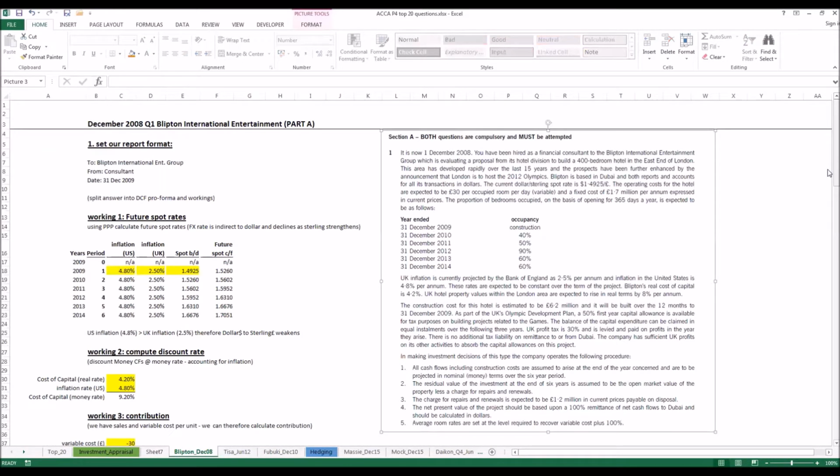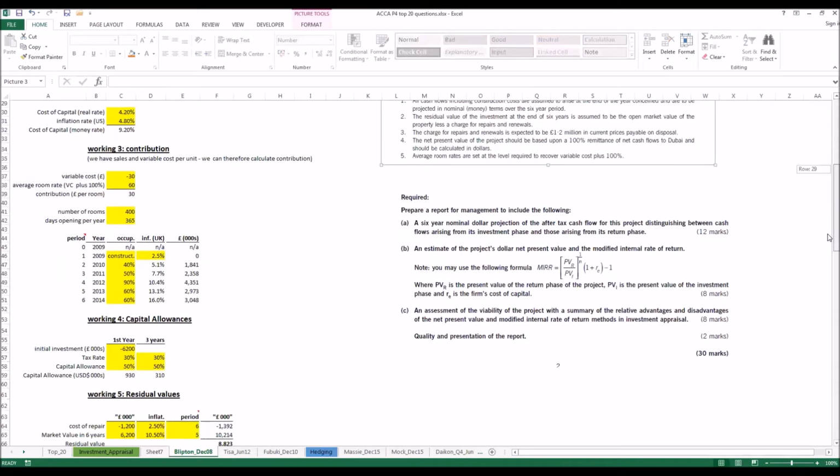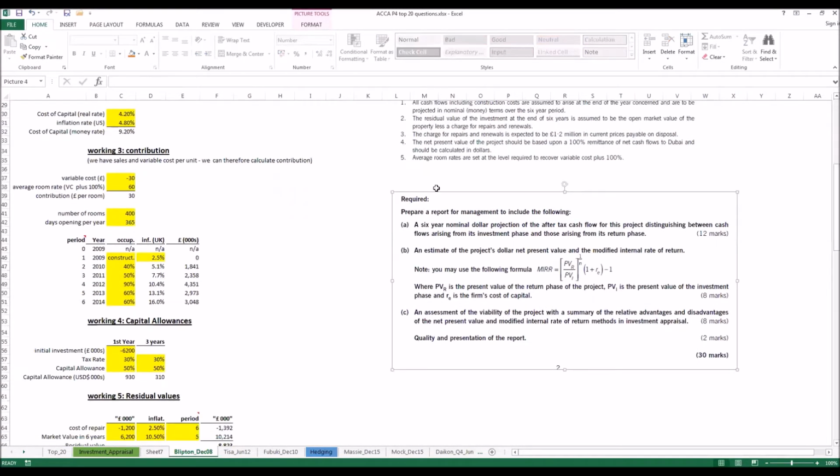So this is the question. Background. The question itself is split into three parts. You need to prepare a report for management. First of all, building a 6-year nominal dollar projection of the after-tax cash flow for a project. Importantly, distinguishing between cash flows arising from the investment phase and those arising from the return phase.